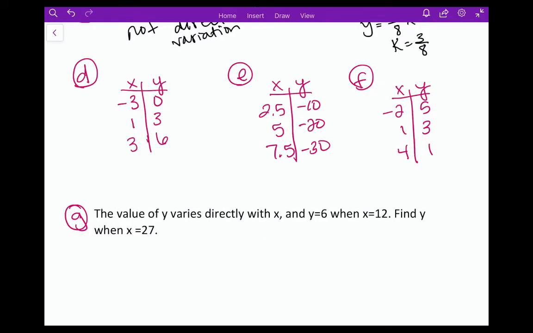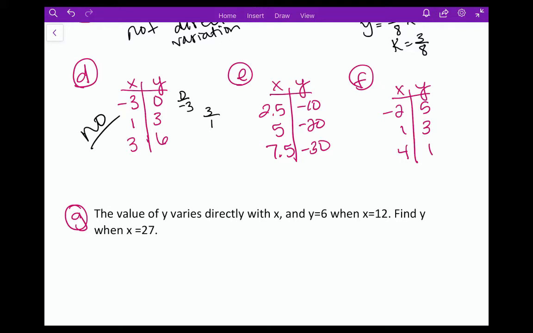These examples are tables. So remember, the y-intercept needs to be 0. And also, we should have a constant ratio of y over x. So y over x is 0 over negative 3, and it's 3 over 1. Does 0 over negative 3 equal 3 over 1? No, it does not. So this is not direct variation.